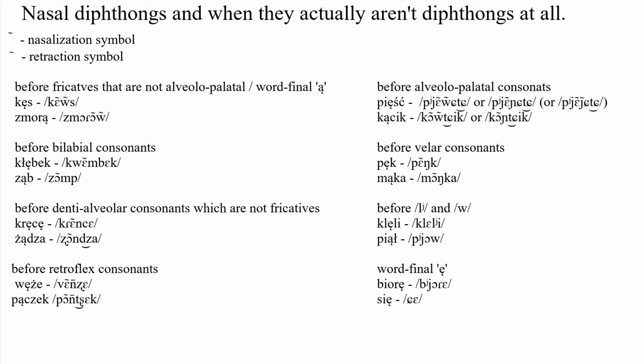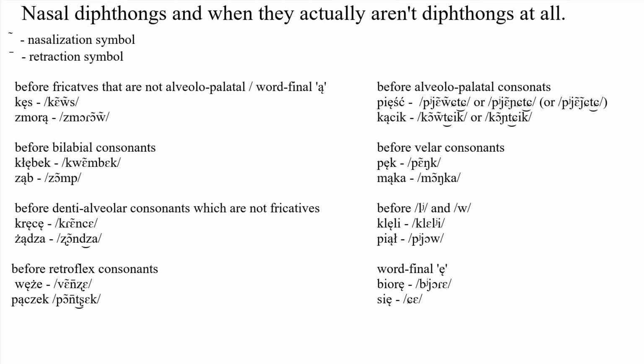Additionally, in Polish, there are two nasal diphthongs, which are represented by the letters A with a tail and E with a tail. And these pronunciations are used only before fricatives that are not alveolo-palatal, and word final A with a tail is pronounced on, as in counts and zmoro. Before bilabial consonants, they are m and as in kłębek and ząb. Before dental velar consonants, which are not fricatives, they are n and on, as in kręcę and żądza. Before retroflex consonants, they are on and n, as in węże and pączek.